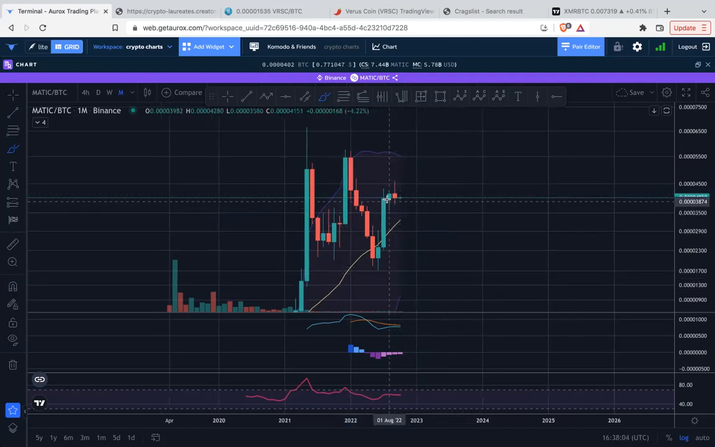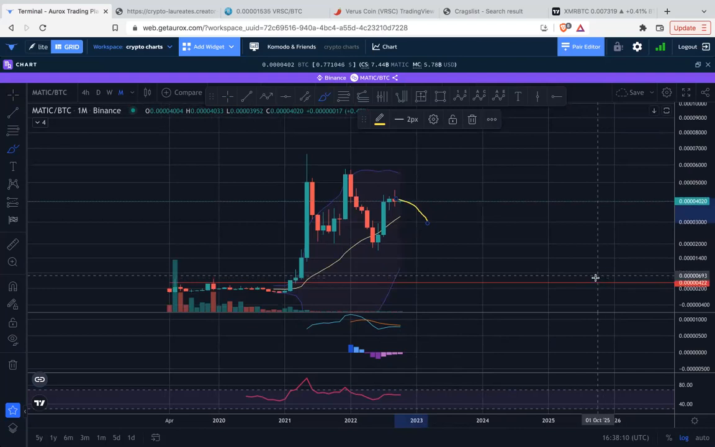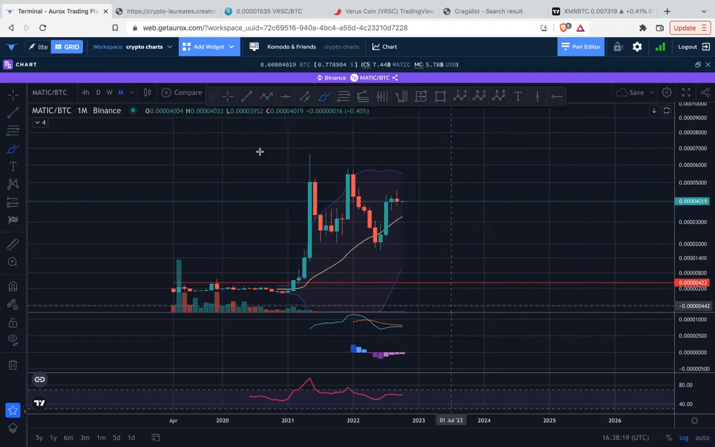But I don't know. I don't like this at all on the monthly. It looks more like a downward potential. But anyway, look on the lower time frames to get a better sense of it. But yeah, MATIC on the monthly is not looking the greatest in my opinion. But we shall see.